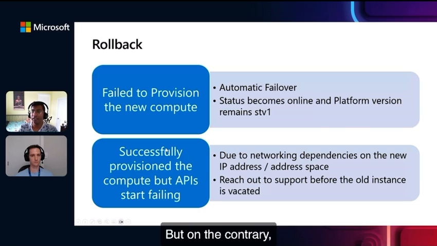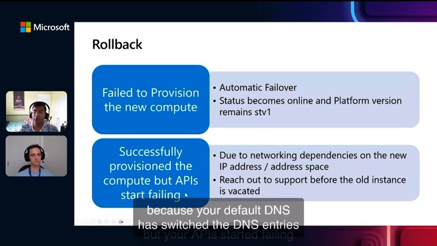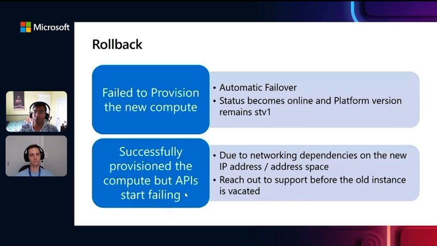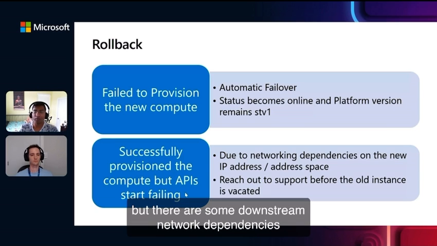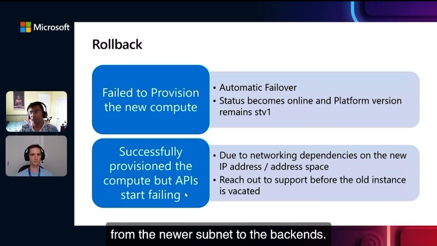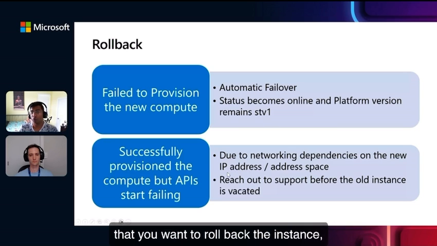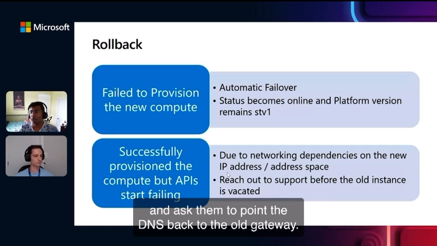But on the contrary, if the migration is successful, and the new gateway and the old gateway are coexisting, but your APIs start failing because your default DNS has switched the DNS entries to point to the newer gateways, but there are some downstream network dependencies which are blocking your request from the newer subnet to the backends. There could be all these possibilities. You can attempt to fix them and bring it online. But if you are time crunched and want to roll back the instance, you can always reach out to support and ask them to point the DNS back to the old gateway.